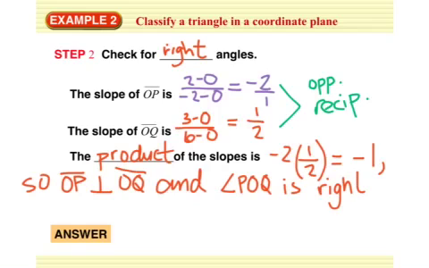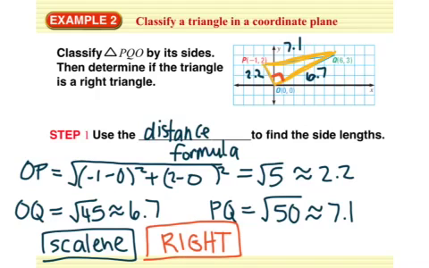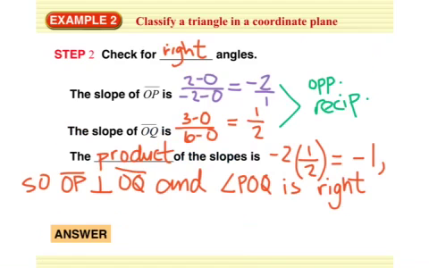So if we go back and look at our picture, angle POQ is a right angle. So not only can we say this is scalene, the triangle is also a right triangle. So classifying this, it is a right scalene triangle. So right scalene triangle.